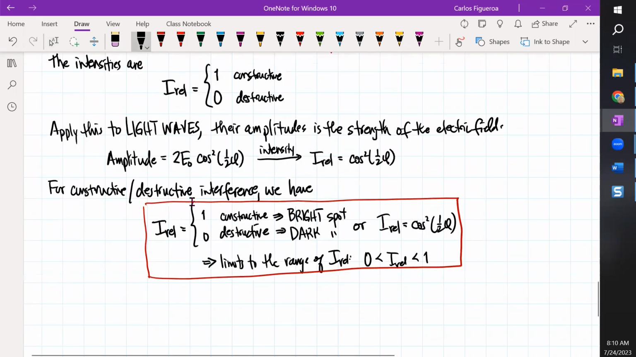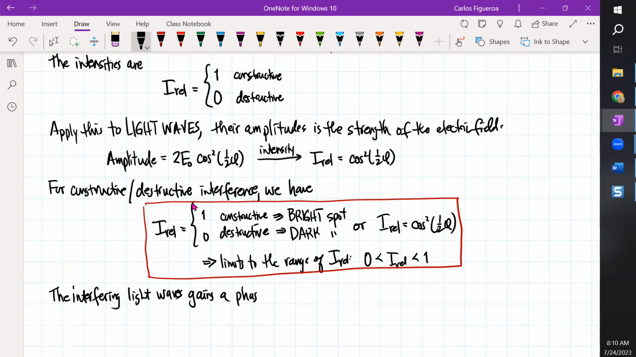So what we're seeing here is that the interfering light waves gain a phase because there is a path difference.